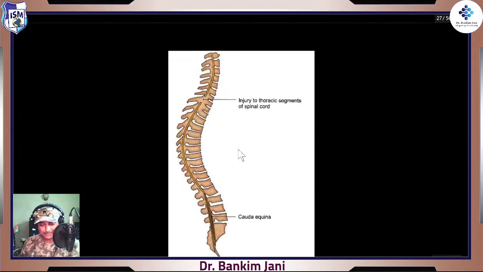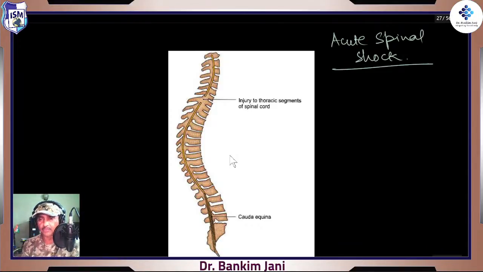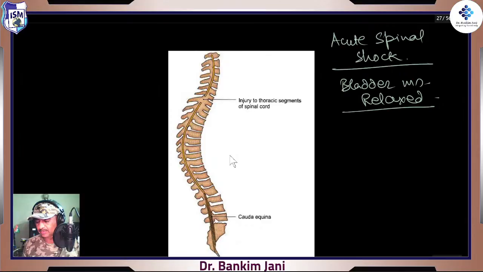Okay. Now here it is injury. This is very interesting. Injury to the spine is called acute spinal shock, right? So whenever there is acute spinal shock, what happens immediately? As soon as there is an injury to the thoracic segment, one thing is clear: all those bladder muscles are relaxed now, because there is no one to tell them.